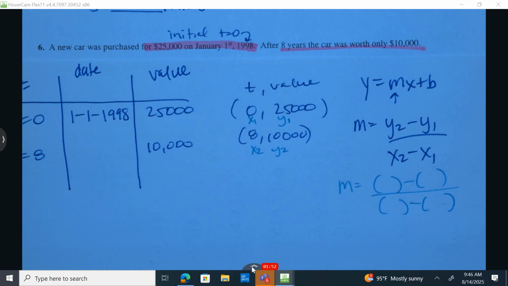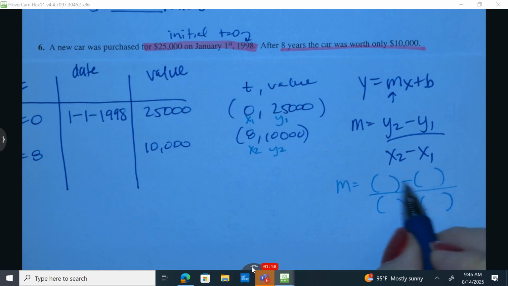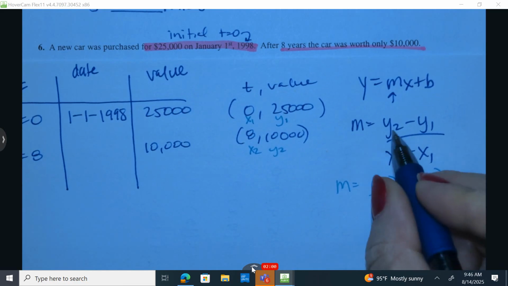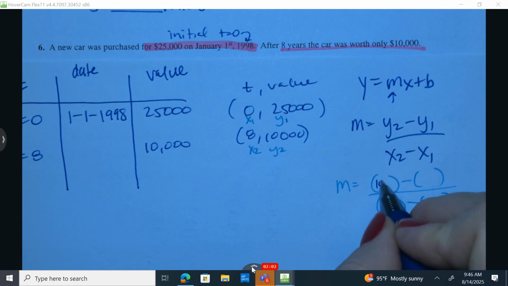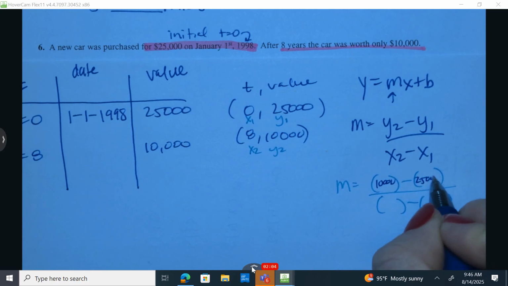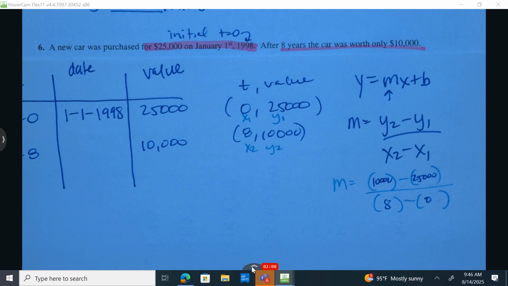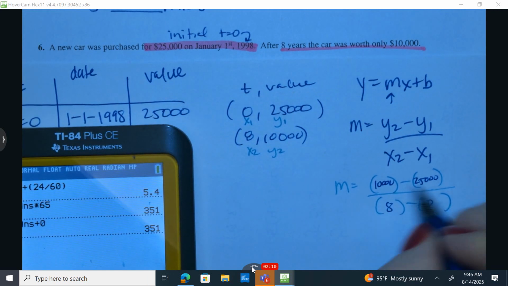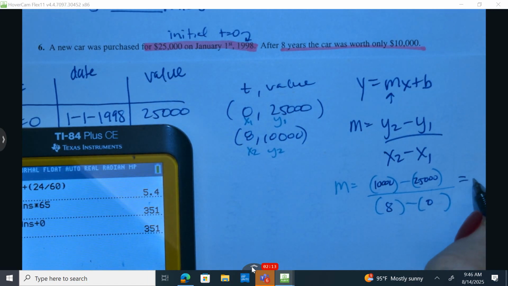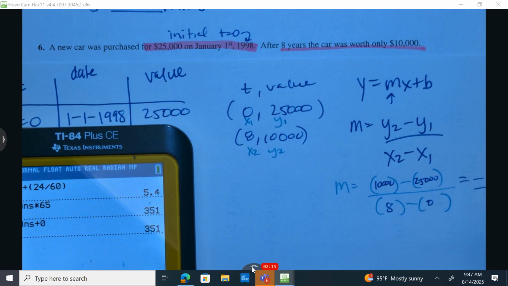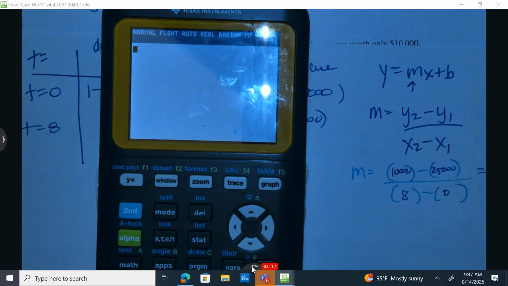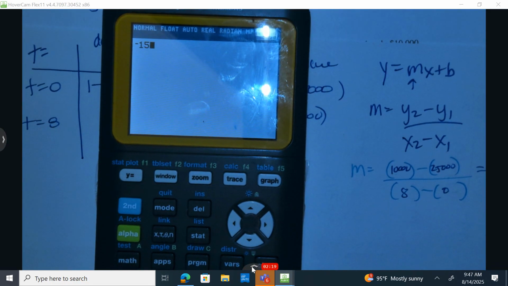I always get 20 to 30% of the people that understand it, but they make a simple error in their math due to positives and negatives. So here we go. My y sub 2 is going to be 10,000 minus 25,000 over 8 subtract 0. Grab your calculator. We can see 10,000 minus 25,000. If you're not comfortable, use your calculator, is negative 15,000 over 8. You don't need to stress yourself out here.